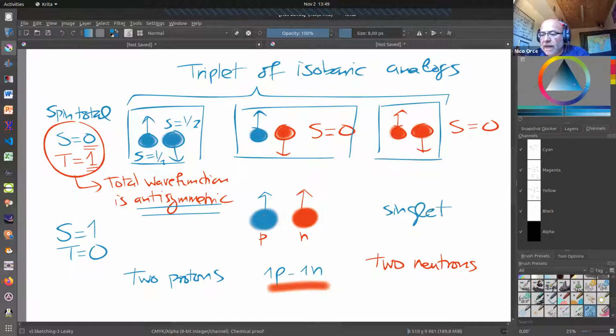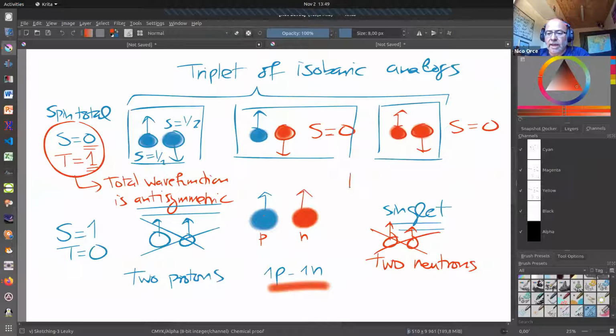Obviously, we cannot have two protons pointing up because then you have the same quantum numbers, right? So this is not allowed. And the same thing here, you cannot have two neutrons pointing up because they are the same particle. That's not allowed according to the Pauli exclusion principle, right? Is that correct? Are we following now?